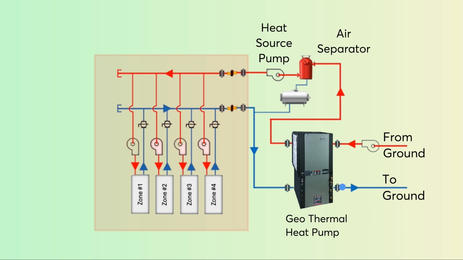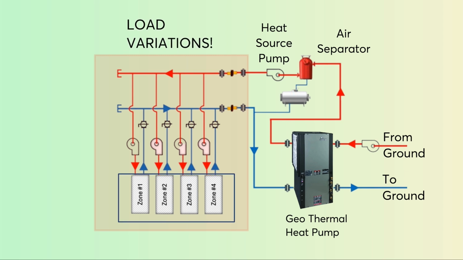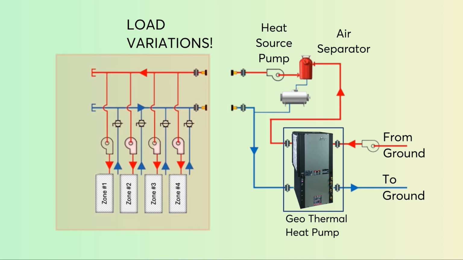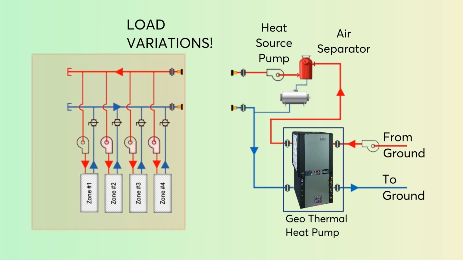and from the geothermal heat pump it goes to the ground. Now if there are load variations in the system like zone 1, zone 2, zone 3 or zone 4, then what will happen? The demands will be different. So the thermal storage requirement will be different and the geothermal heat pump will have short cycling. It will have a problem providing the required thermal storage capacity. Its efficiency will go down and operating cost will also increase.